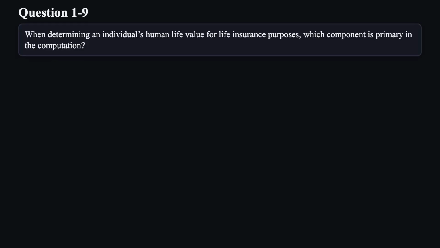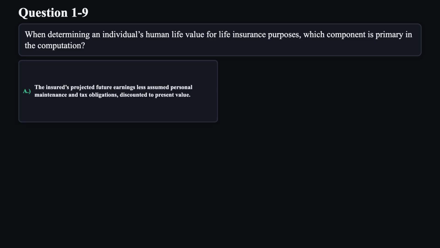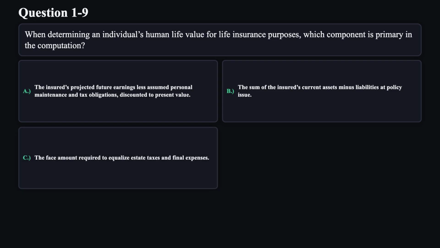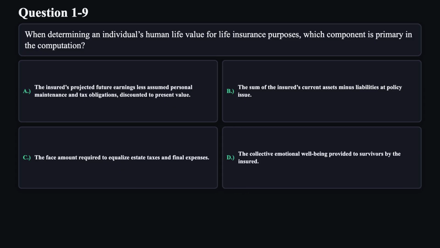Question 9. When determining an individual's human life value for life insurance purposes, which component is primary in the computation? A. The insured's projected future earnings, less assumed personal maintenance and tax obligations, discounted to present value. B. The sum of the insured's current assets minus liabilities at policy issue. C. The face amount required to equalize estate taxes and final expenses. D. The collective emotional well-being provided to survivors by the insured.